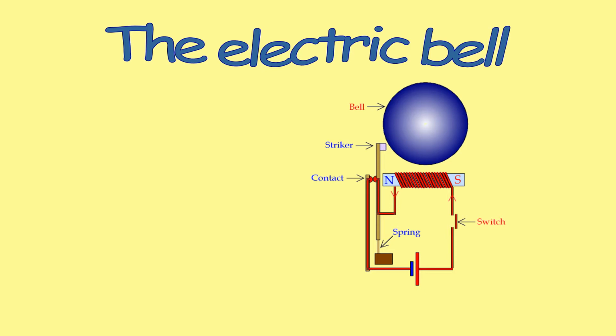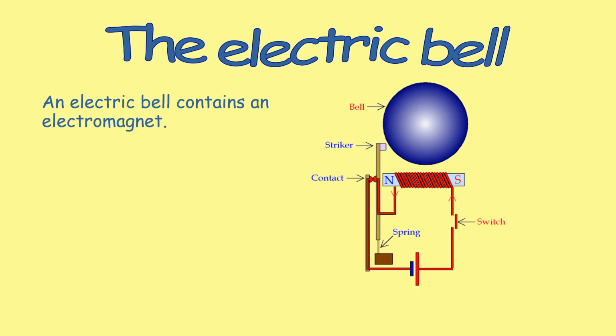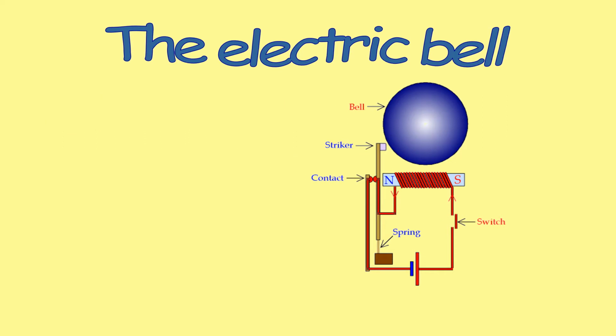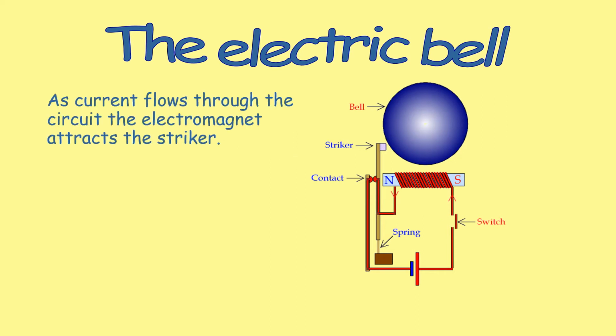Here we have a diagram of an electric bell. We can see a bell at the top, a striker, a contact, a spring, and a switch. We're going to go through and I'm going to explain how an electric bell works. First of all, an electric bell contains an electromagnet. When the switch is pressed, the circuit is complete. Because the circuit completes, there is then a current flowing. As the current flows through the circuit, the electromagnet attracts the striker.